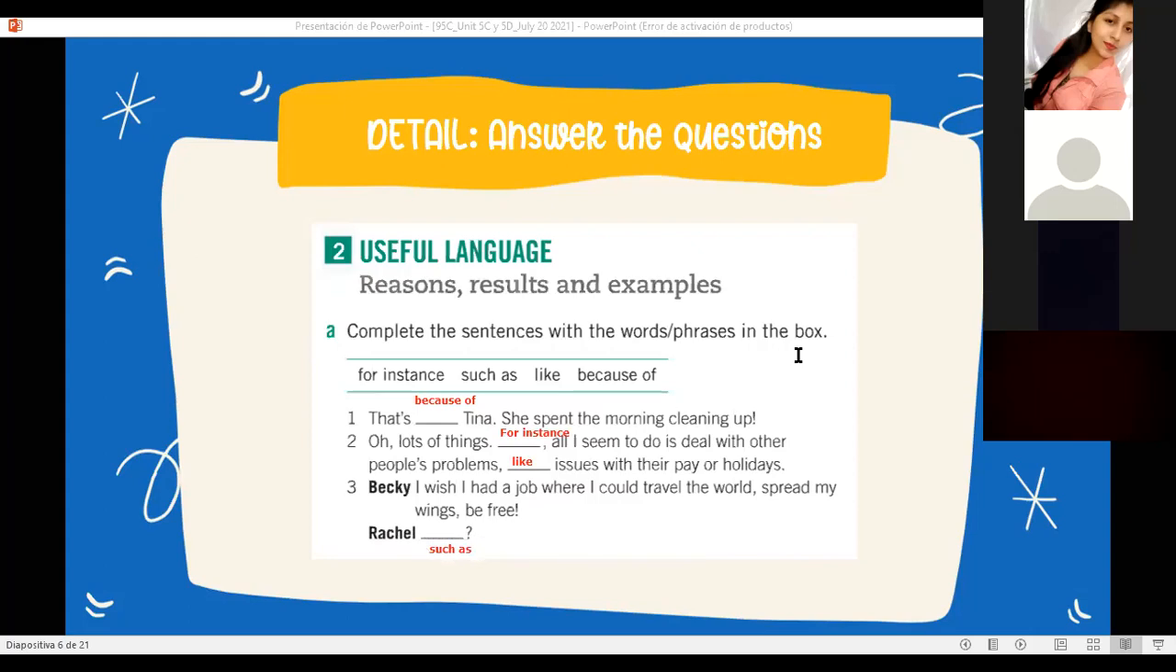In this short conversation we have right here, we're using some words. As you can see, we use because of, for instance, like, and such as. Which of these words do you think are for giving reasons? ¿Qué palabras de estas nos servirán al momento que queremos dar una razón, explicar una razón? Give a reason. For instance. Okay.